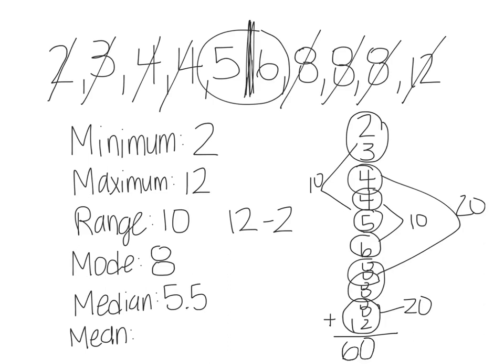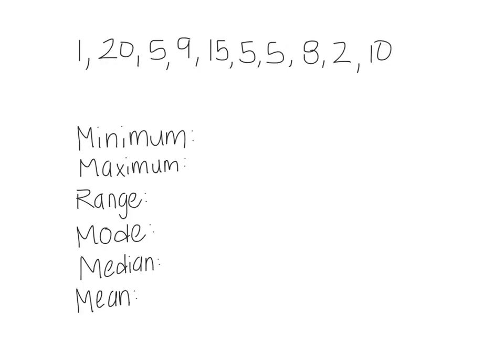So that's the first step. I added all of them up. Now I need to divide by however many I have. Let's count. 1, 2, 3, 4, 5, 6, 7, 8, 9, 10. So I will divide 60 by 10. And this is an answer that I know right away. 60 divided by 10 is 6. So my mean is 6.